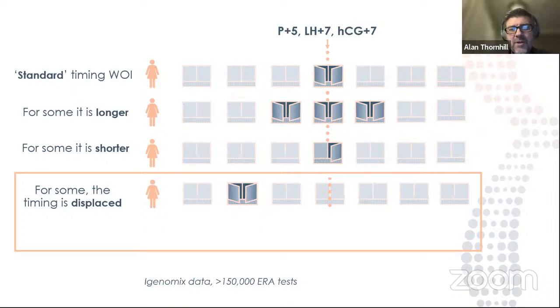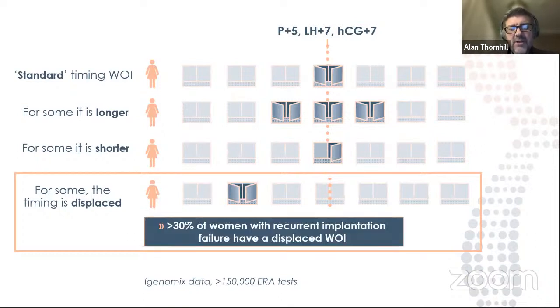But we do know, and we've done some research on this, that some ladies' windows are longer, they're broader, if you like, and some are shorter. But what this test isn't doing is looking at the length of the window. What it's looking at is where the window is. So for some, the timing's displaced. So there you can see somebody with a window that's earlier. If you can click through to the next bit, thank you.